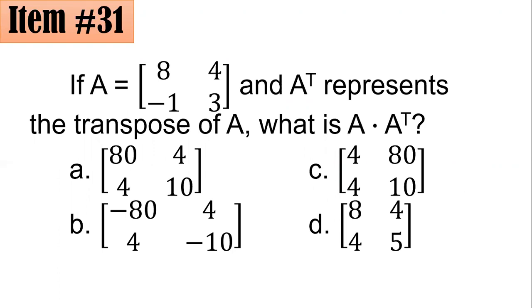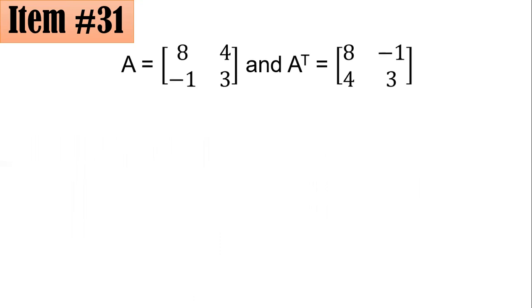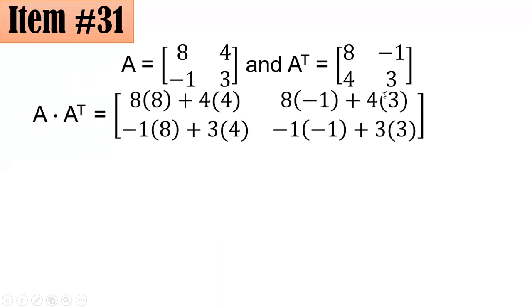When we speak about the transpose of a square matrix, all you have to do is interchange the column with the row. From the row, it becomes a column, and from the column, it becomes the row. So for this case, if this is A, then its transpose is 8, 4, -1, 3. You see, the first row becomes the first column, and the second row becomes the second column of its transpose. And by multiplying them, we can arrive to this.